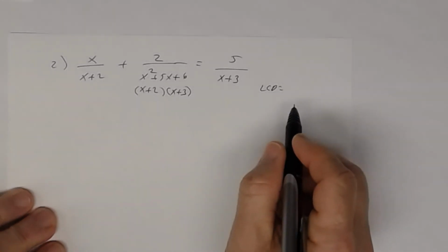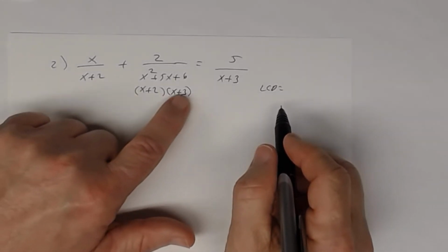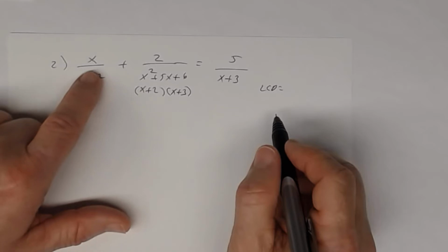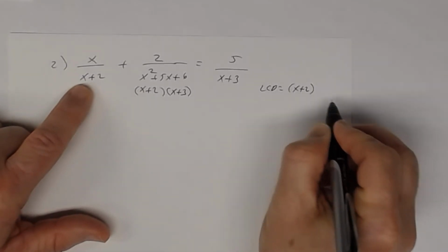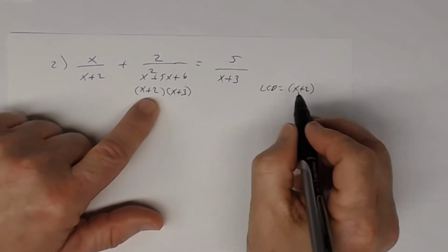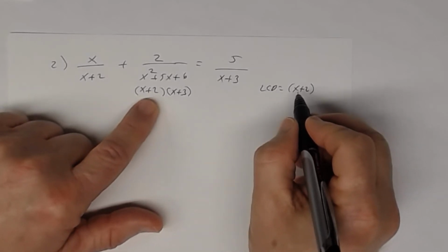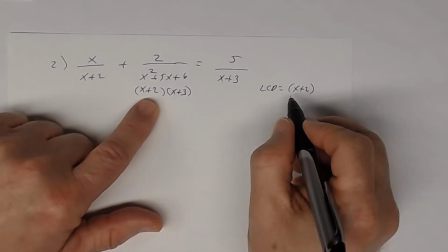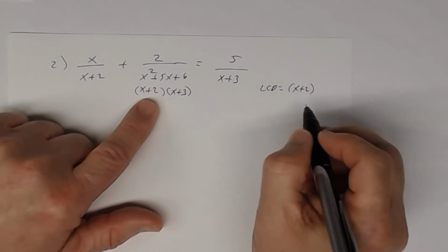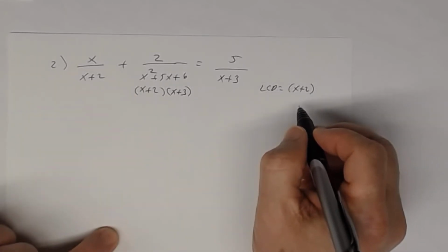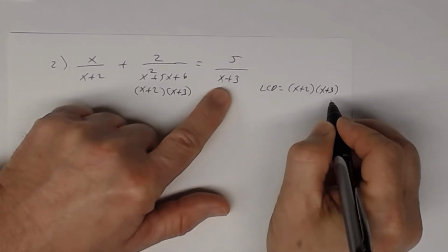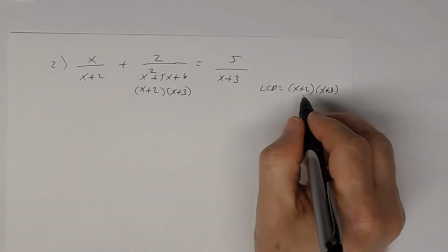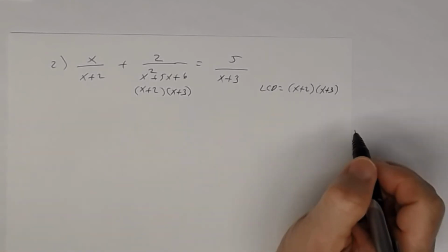So the LCD has to include every factor that you see in the denominators. So this factor right here, x plus 2, has to be part of my LCD. This factor right here I already have. Don't list it again, then it becomes no longer the least. It becomes a common, and it makes the process difficult. x plus 3, I must use it. x plus 3, I already have it. So my least common denominator is a product of these two factors.